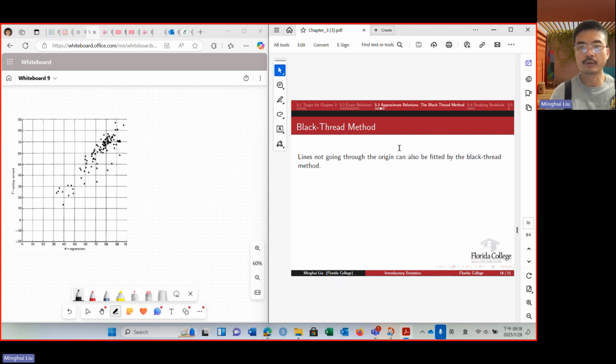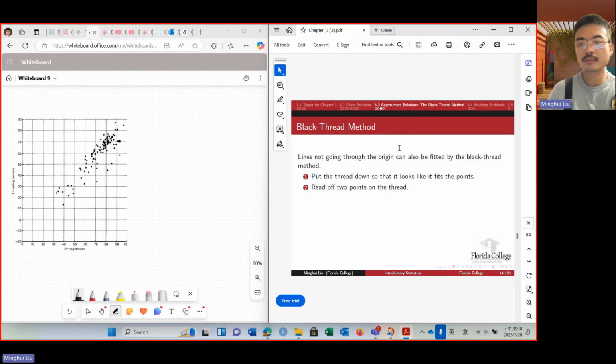First of all, we have these data points and we can put a thread down. It can be a cable, a straight edge, or anything like that, so it looks like it fits the points. And then we're going to read off 2 points on the thread. As we explained in the last video, theoretically speaking, any 2 points will do the job. However, from a practical point of view, it might be easier to read off 2 points that are relatively further from each other, so it's easier to get an accurate reading that way, although theoretically any 2 points will work.